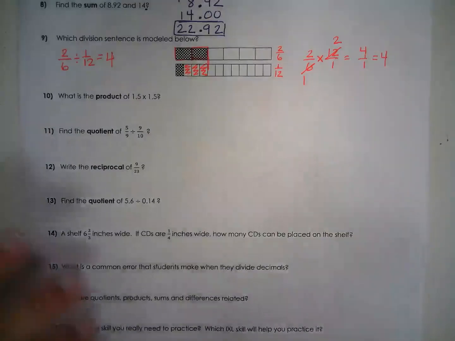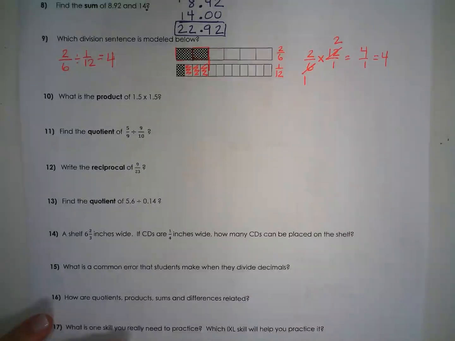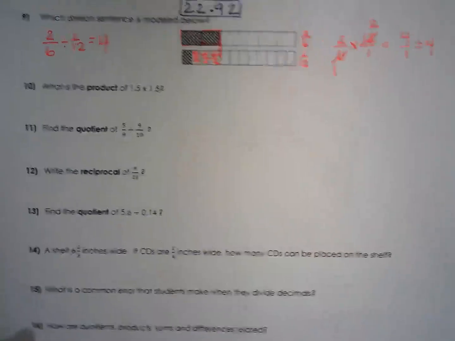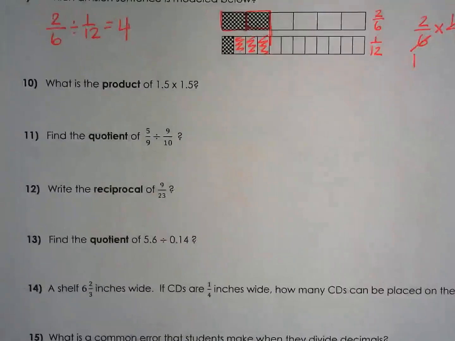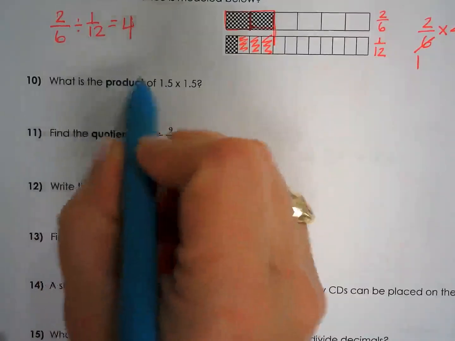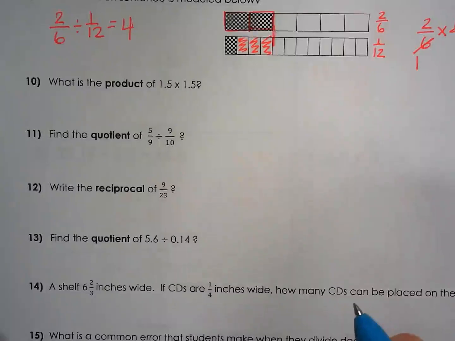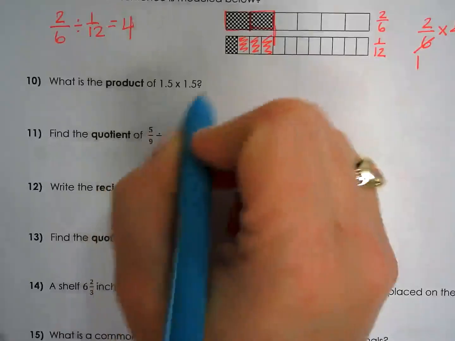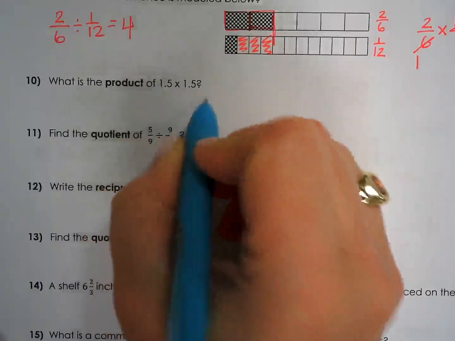All right, this is Miss Katz again, and today we're going to actually finish the study guide that we started yesterday. So I'm going to start with question number 10 because we went up to question number 9 yesterday. Question number 10 asks us to find a product. The product is an answer to a multiplication problem. And as you can see, there's a multiplication problem written right here.